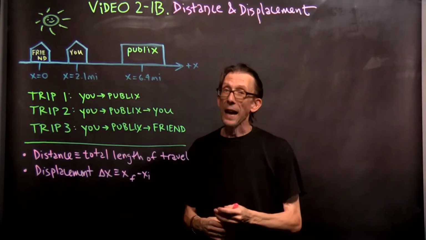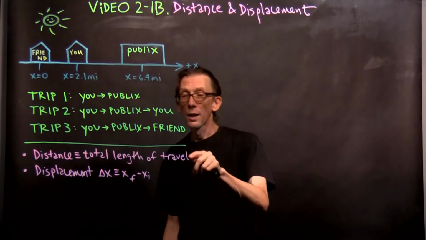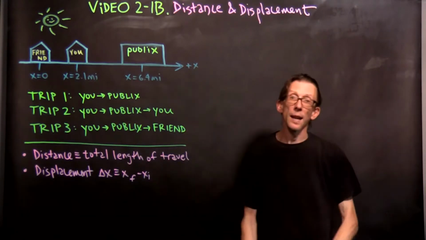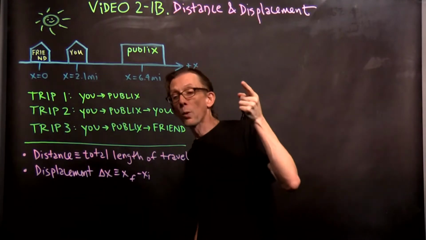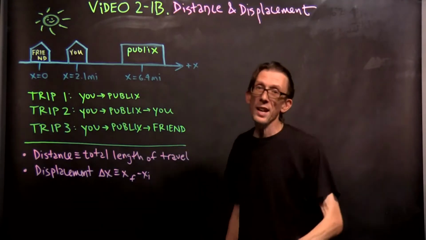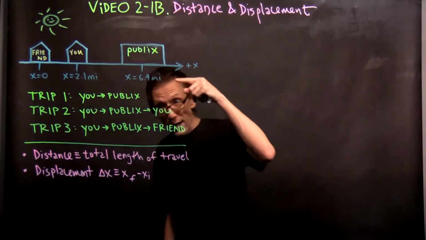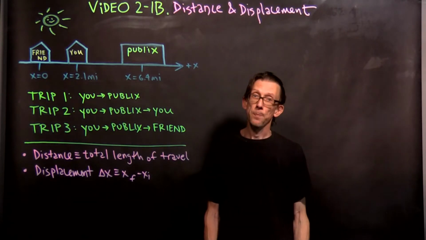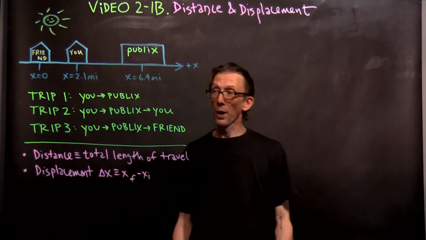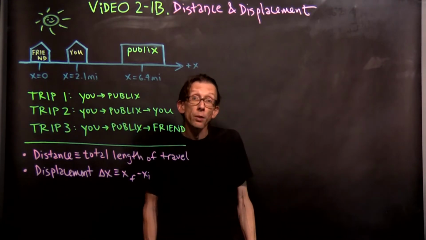In each of those 3 cases, we're going to calculate distance and displacement as I defined them in the last video, and we're going to use these definitions and see what numbers come up for each of these 3 trips. We're going to take the trips one after the other. So let's look at trip number 1 first.